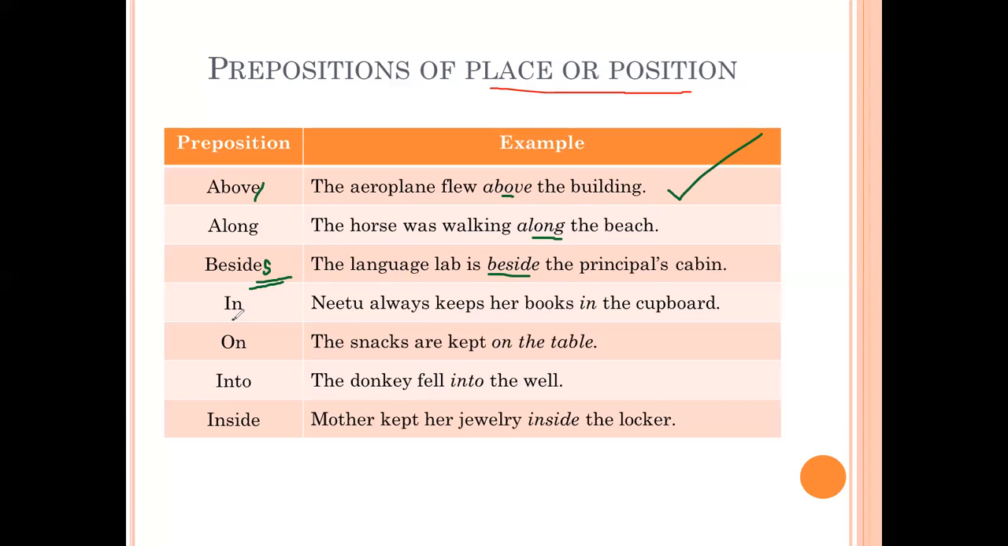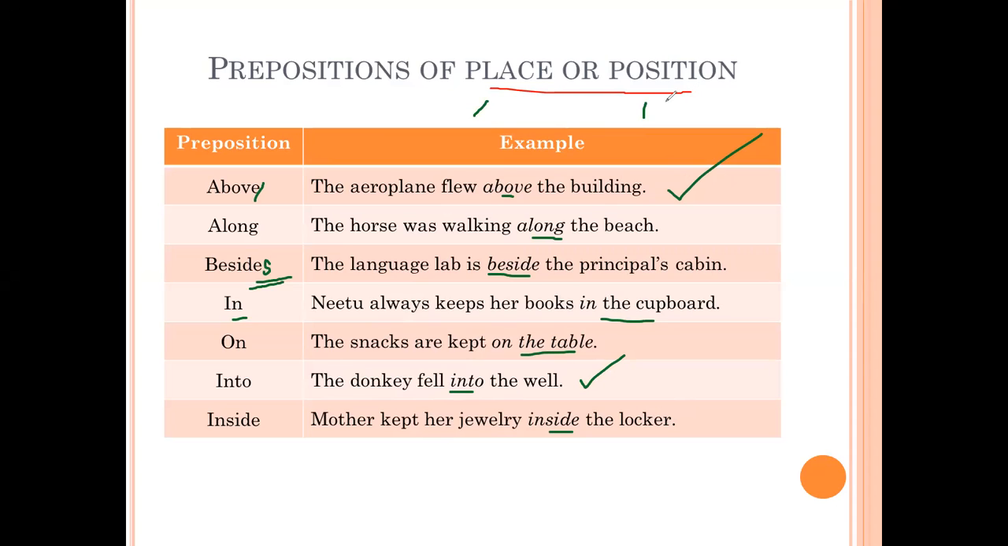Then here it is in: Neetu always keeps her books in the cupboard. So in is referring to the place. On: the snacks are kept on the table. The table is again a place. Into: the donkey fell into the well. That is also something you have done. Inside: mother kept her jewelry inside the locker. All these are sentences or examples of prepositions of place, or they may refer to position as well.